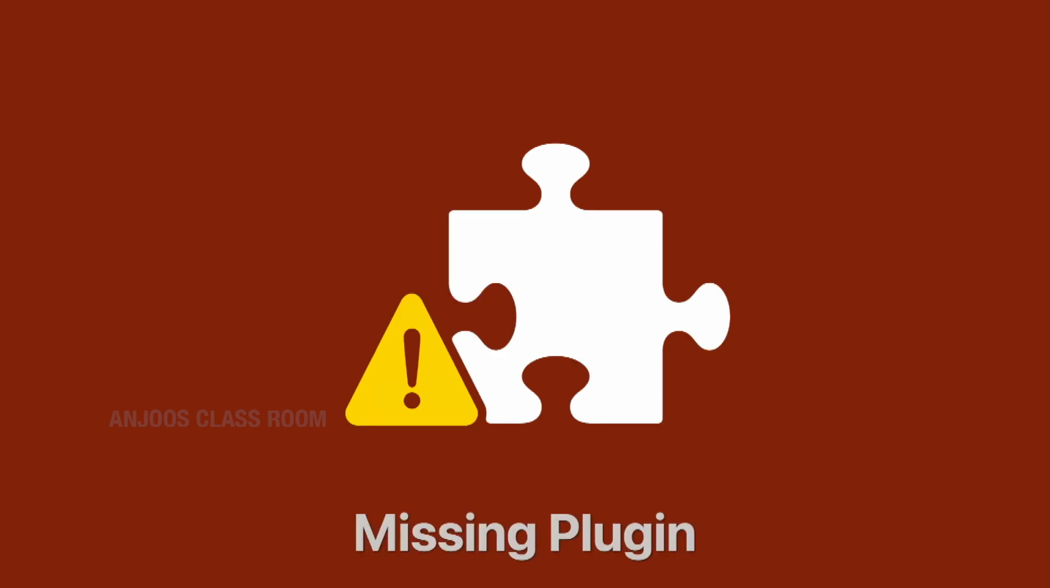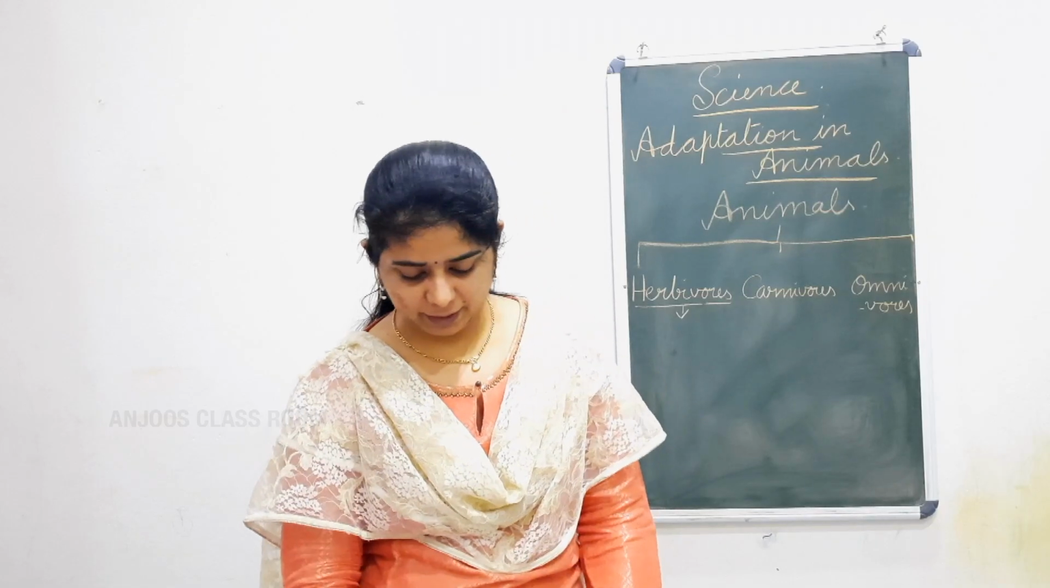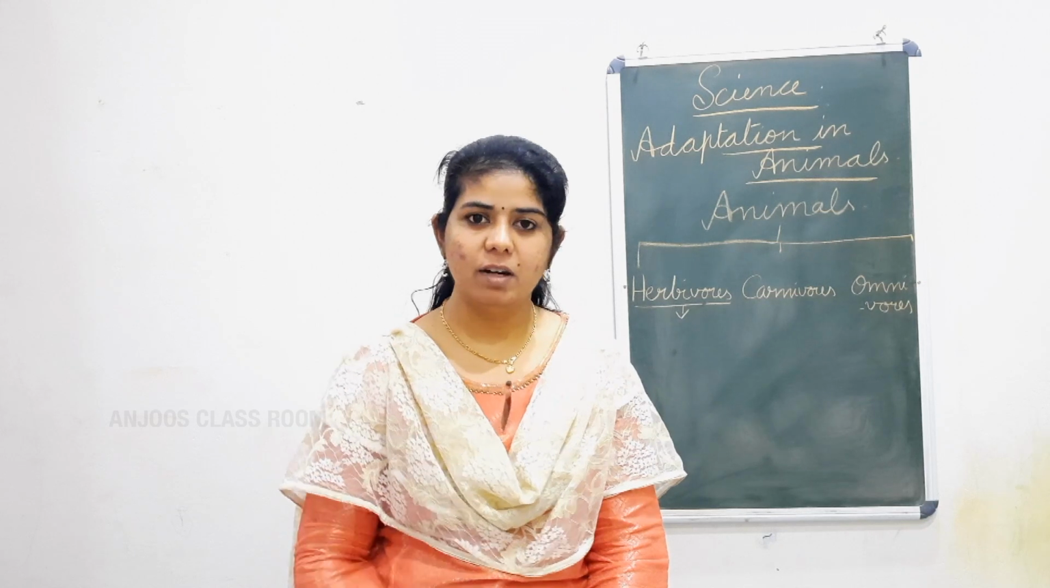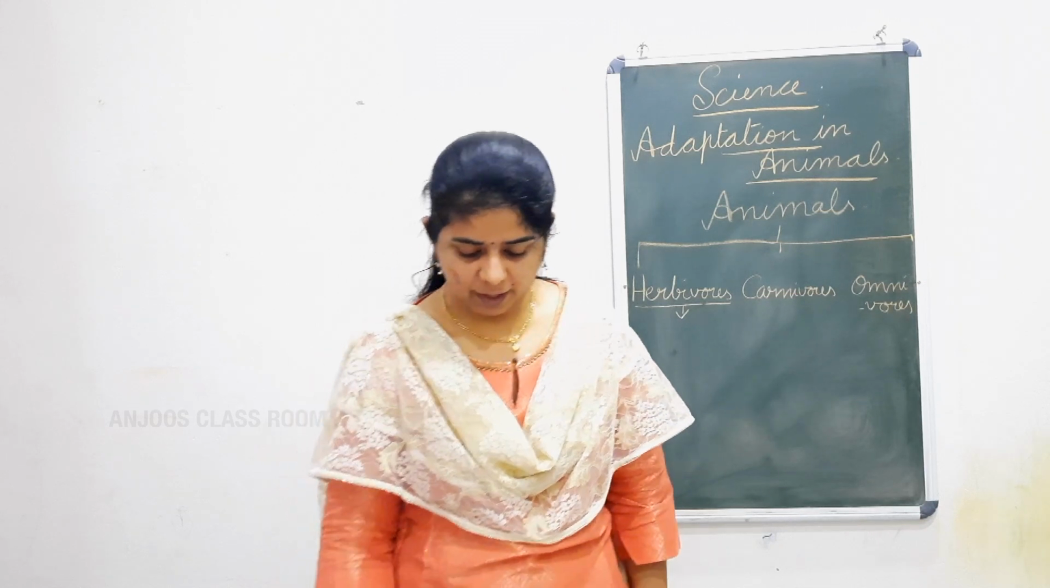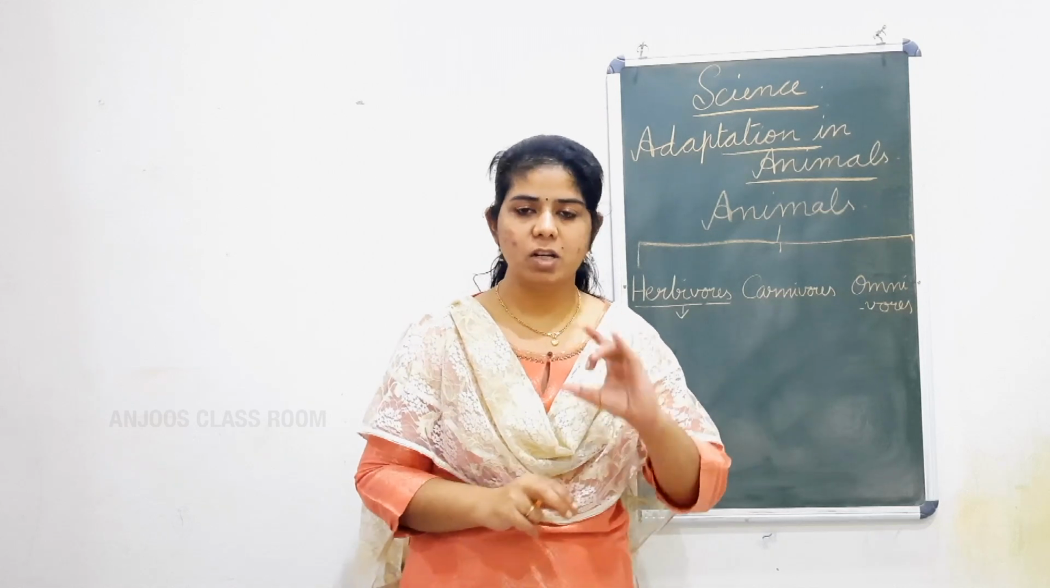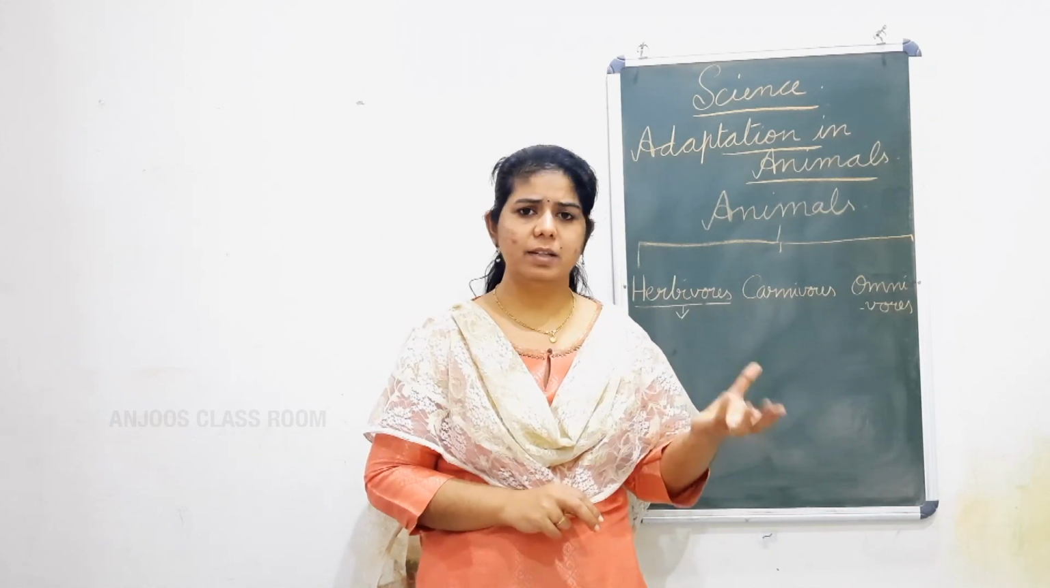Then bear. Bear is an omnivorous animal. Then cat. It is an omnivorous animal. So there are many like that. Squirrels, crows, all those are omnivorous animals. And they have sharp teeth for eating both plants and animals.